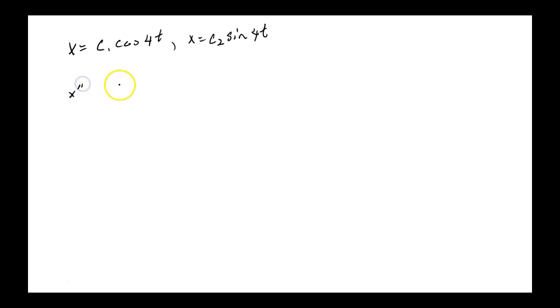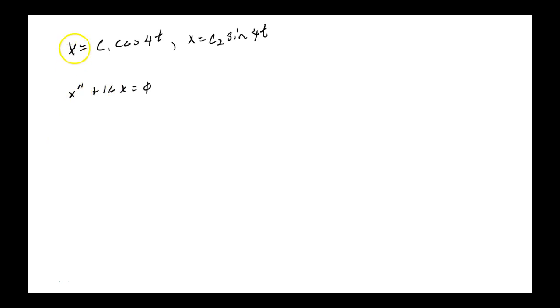X double prime plus 16x is equal to 0. Now, later we'll know how they got that, not now. They're just saying what you expect them to say, or I think they're saying verify. They're not quite saying that, but that's what they want you to do. So we need to do both of these. Let's start with the first one.